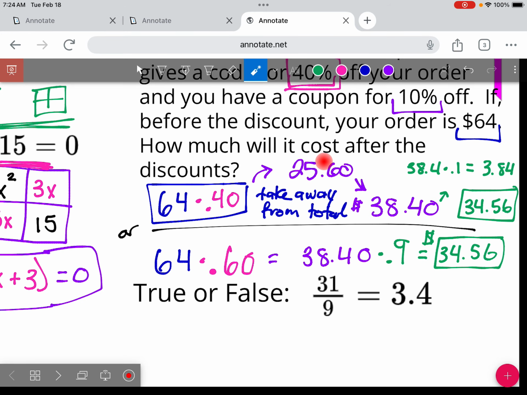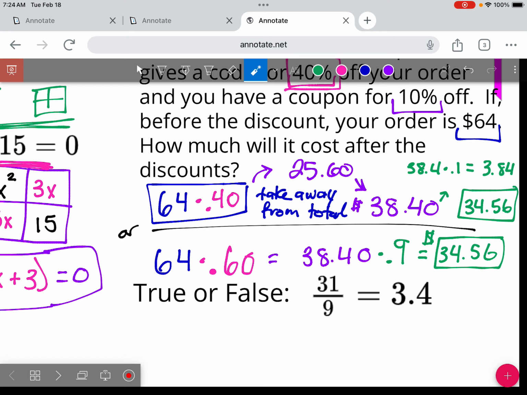Whether we do it as I find my discount and take it away, or we go, what's left over is what I'm going to pay. Either way is fine. It got us to the same answer of $34.56, which is not exactly what it would be if I just had 50% off.